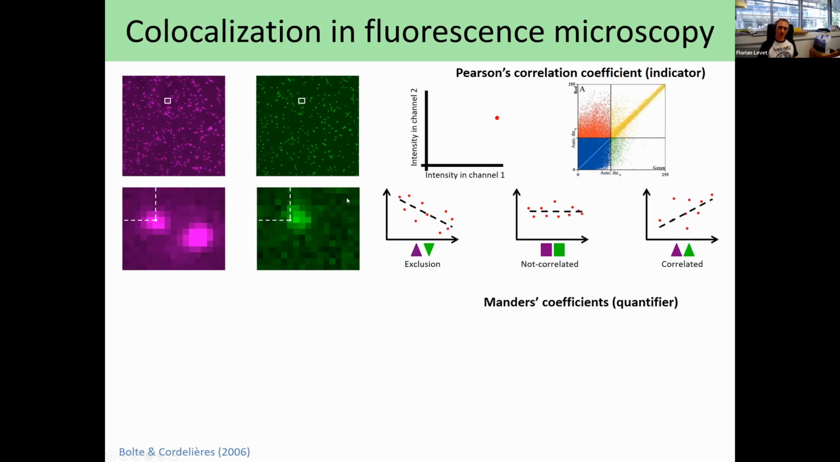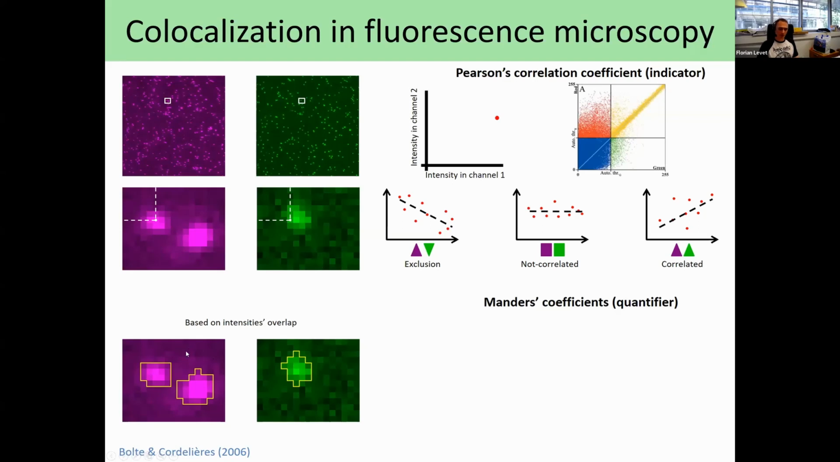And depending on how it fits, it's not really fitting, but let's say how the scatter plot is showing a direction, we'll know that it's either exclusion if it goes down, not correlated if it's around 0, or highly correlated when it goes to 1.